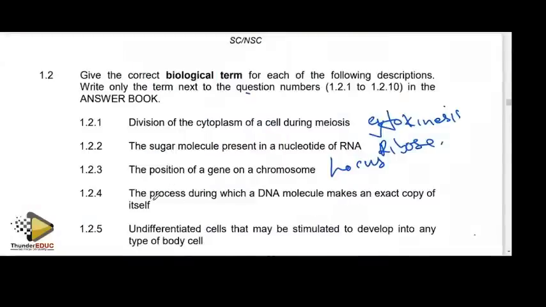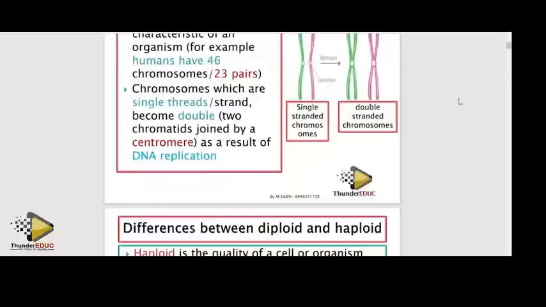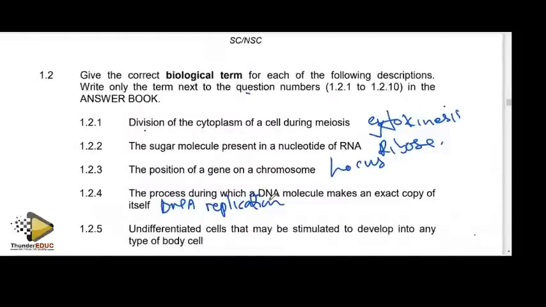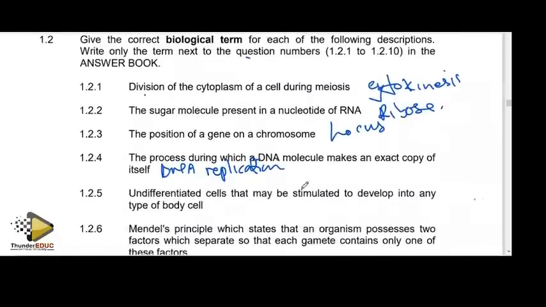Another question, they're saying the process by which DNA makes an exact copy of itself. We'll find out that it's called DNA replication. I think this one is easy. You can find it in DNA replication. What is DNA replication? It is the process by which DNA makes an exact copy of itself. And if you look at this question, they are saying the process by which DNA makes an exact copy of itself. So exactly what is in that book is just what they brought here, and then they're asking you the question. So it is DNA replication.